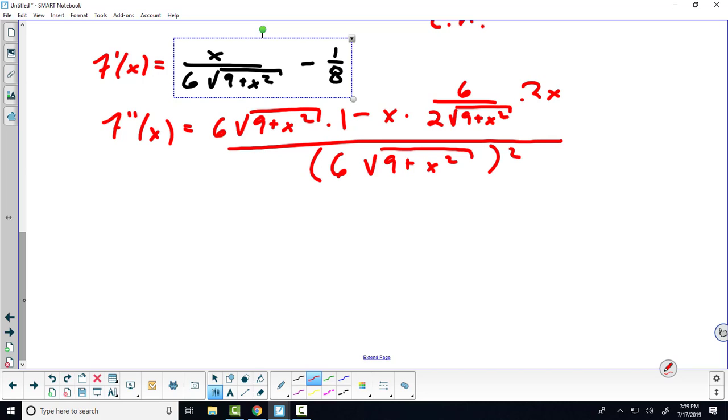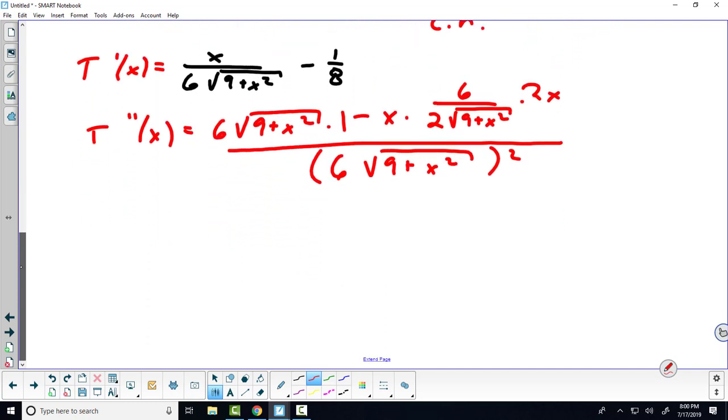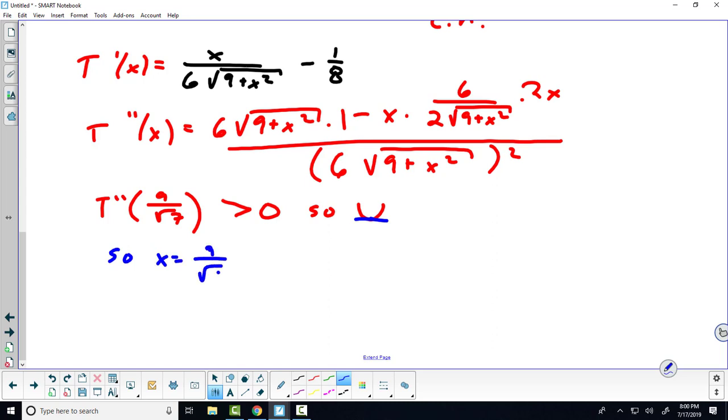Okay, and I called this f. I should have called it what? What was I calling it before? Yeah, I should call those t prime and t double prime. Okay, so now we're going to look at t double prime of 9 over the square root of 7. I'll let you guys check this on your own time. What are we going to get? We're going to find that we are greater than 0, so concave up with a horizontal tangent line. So we found what? So x equals 9 over the square root of 7 is a local what?